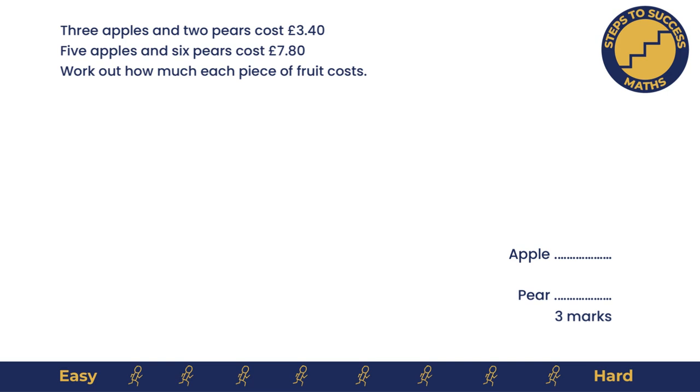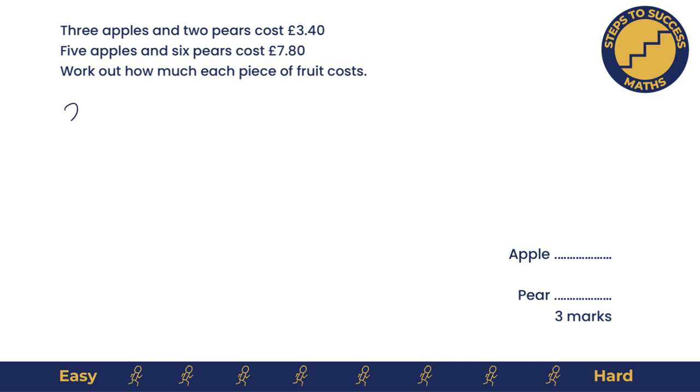3 apples and 2 pears cost £3.40. 5 apples and 6 pears cost £7.80. Work out how much each piece of fruit costs. So first we have to form our simultaneous equations. You can use any letters you like. I'm just going to go for apples as A and pears as P.